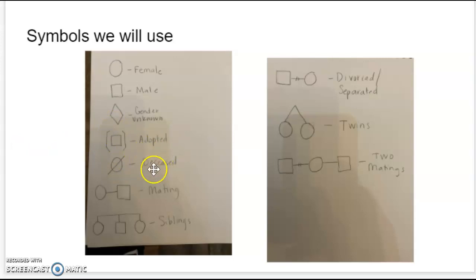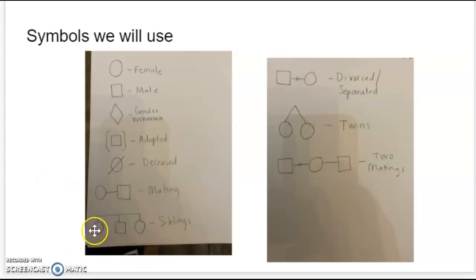If that individual is adopted, you would either use the circle or the square, depending on the male or female, and put the brackets around to indicate they are adopted. A line through the circle or square would indicate they are deceased. When you see the circle and square connected, that indicates they have mated or married. Now you see those are directly connected.